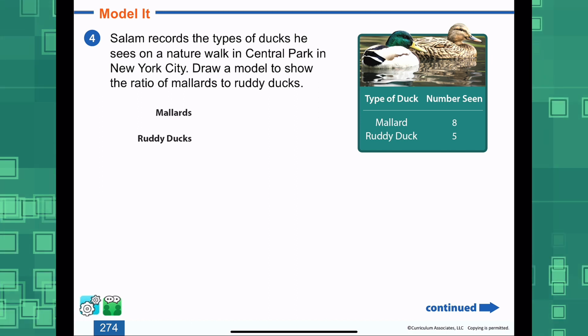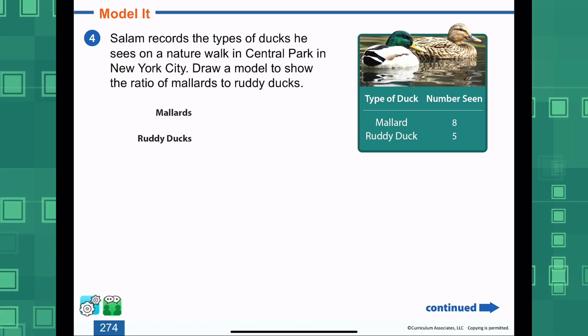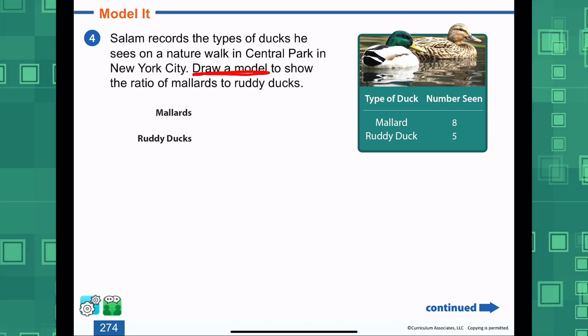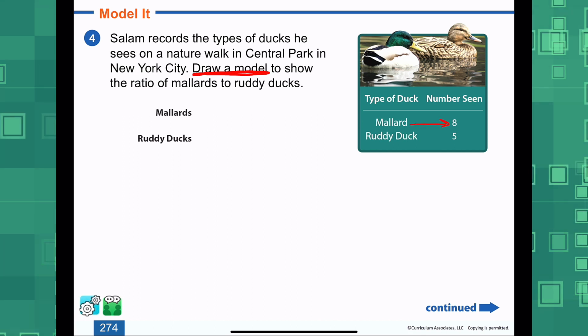Okay, so Salem records the types of ducks he sees on a nature walk in Central Park in New York City. It says to draw a model. That's important. We're not just going to write the ratios, but draw a model as well to show the ratio of mallards to ruddy ducks that he finds. We can see here that we have 8 mallard and 5 ruddies.